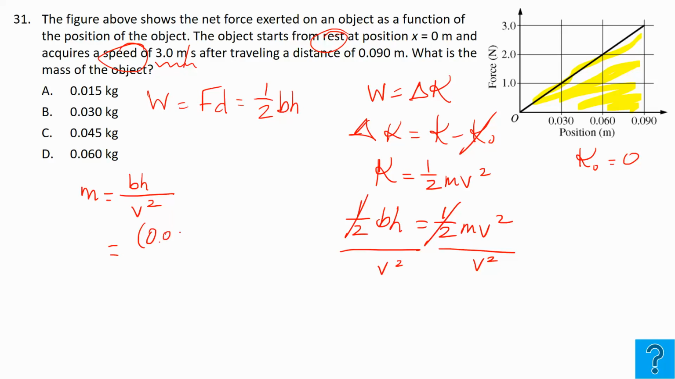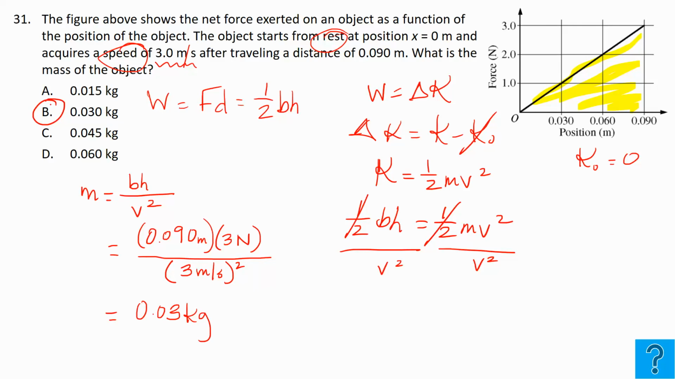It is the base times the height, so that is going to be 0.090 meters times 3 newtons divided by the velocity squared. And the velocity squared is 3 meters per second, squared. Then all you have to do is plug and chug that into a calculator. When you do that, you should get 0.03 kilograms, which will give you an answer of B.